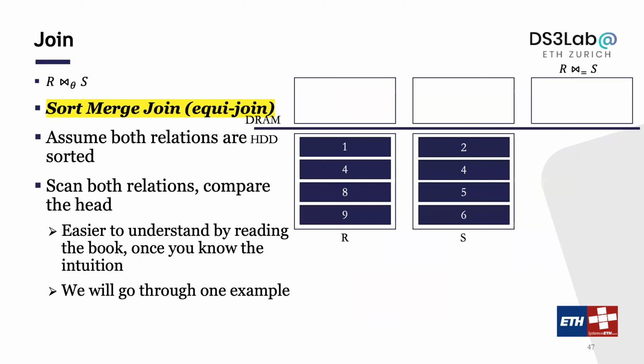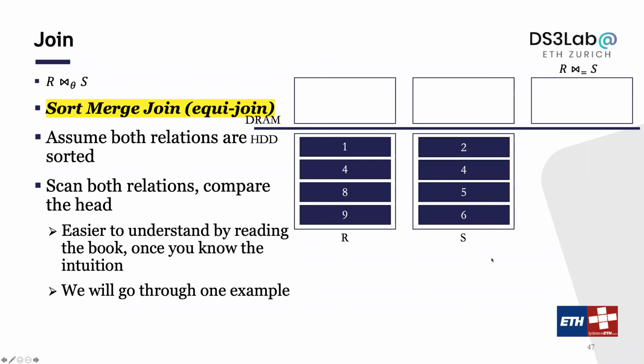Another way to do join is something called sort merge join. Again, it doesn't apply to all the possible predicates, right? But here, let's use equijoin as an example. We want to join these two relations to make sure RA equals SB, something like this. I'm assuming both relations are sorted. If they are not sorted, I will sort them. So here R is sorted, it's 1, 4, 8, 9, and S is sorted, 2, 4, 5, 6, right?